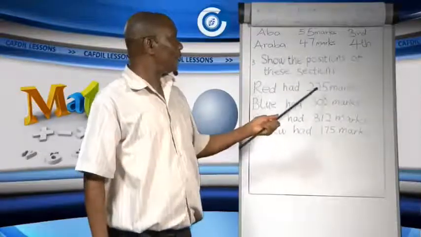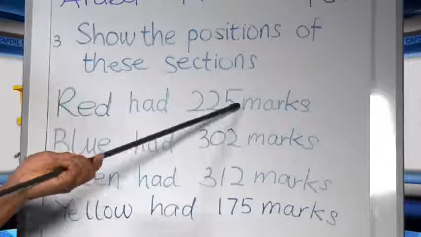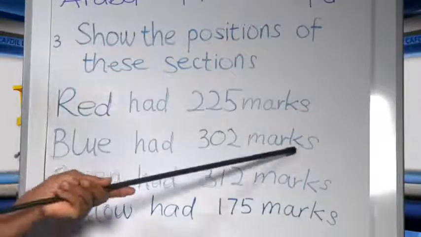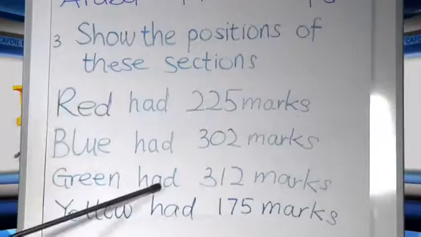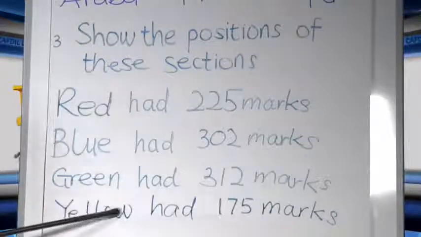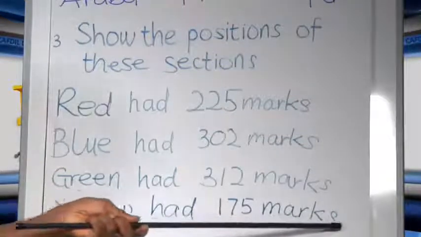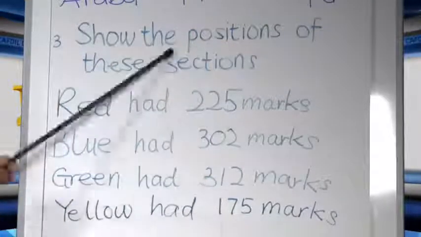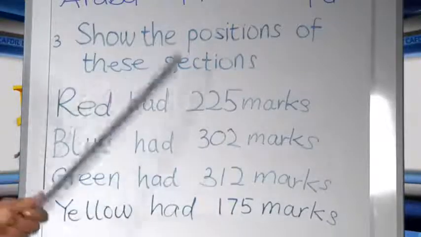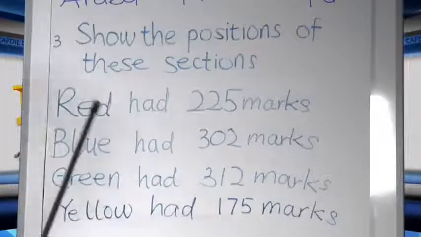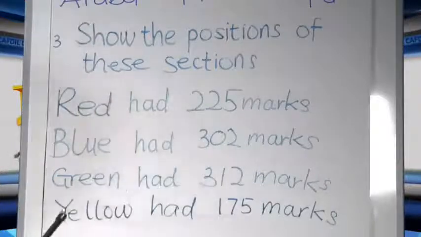Red had 225 marks. Blue had 302 marks. Green had 312 marks. Yellow had 175 marks. Now, let's look at which of them is the biggest. Which of them is the biggest?